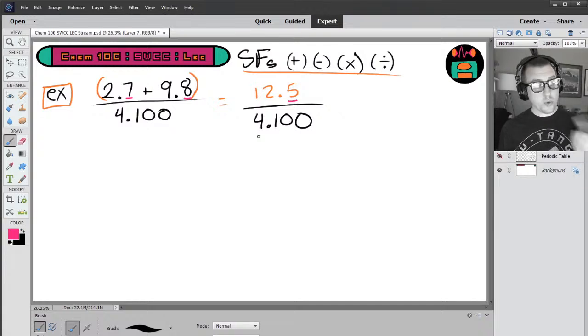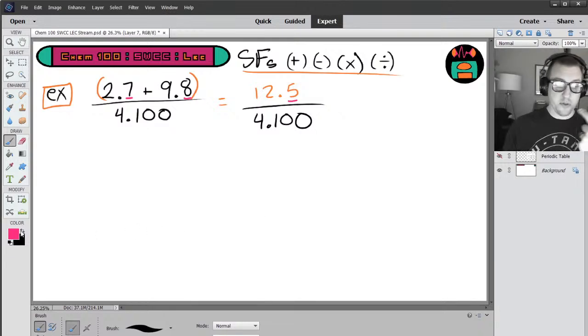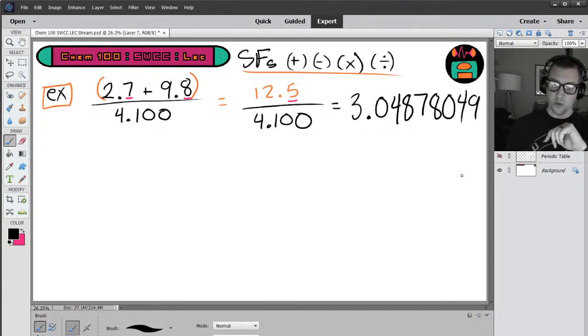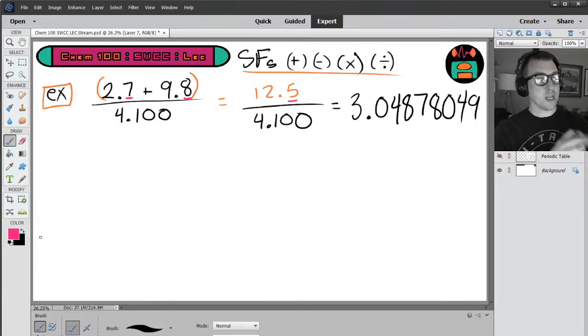Now, we take our numerator, 12.5, and divide it by 4.100. Now, the value that I'm getting is very, very long. It's 3.04878049. All right, that's the correct value. What about the correct sig figs? Well, we're doing division now. Division has different rules than multiplication. Division has different rules than addition and subtraction. In our numerator, we have 3 sig figs.